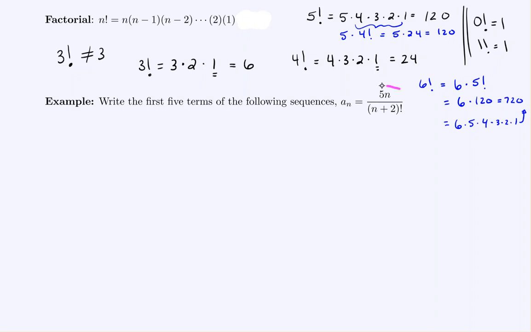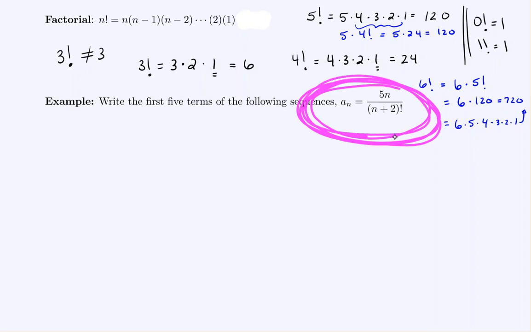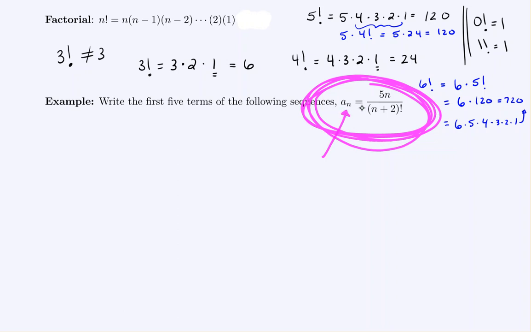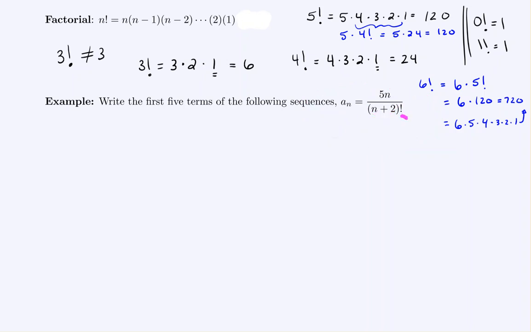Now first, think to yourself, is this an explicit or a recursive formula based on how it's written? It would be an explicit formula, right? Because there's no a sub something. It's just, if you know the value n, you're going to get the nth term by doing this. 5 times that value of n, all divided by n plus 2, find that sum first, and then apply the factorial idea. We're asked to calculate the first 5 terms, so let's work on that.